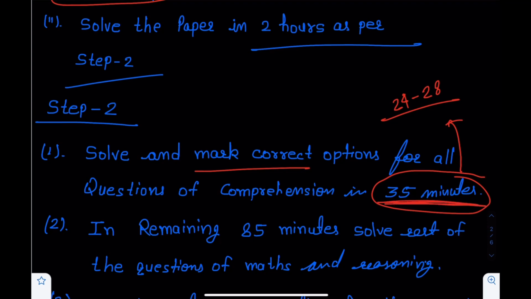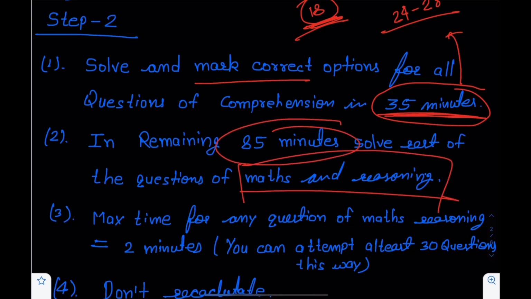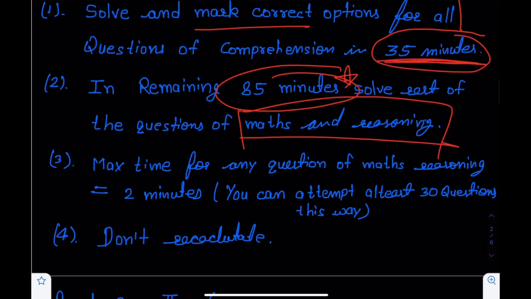If you are not able to do, for example, if you are able to just do 18 questions within the stipulated time limit, you leave your comprehension there and then, and you move on to the next section, which is reasoning and mathematics. So maths and reasoning you need to solve in 85 minutes. This time limit again is very sacred. And one more time limit which is sacred is a 2-minute rule, where you just spend 2 minutes in any maths and reasoning question. If you are not able to solve it within 2 minutes, then you leave it there and move on to the next section.